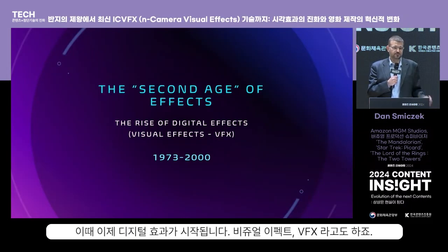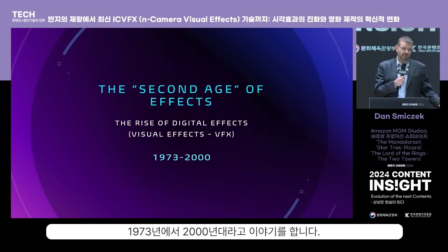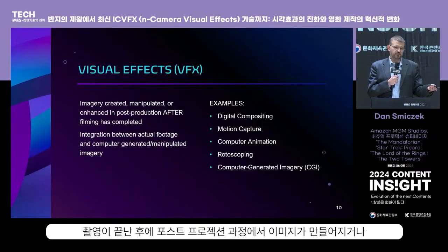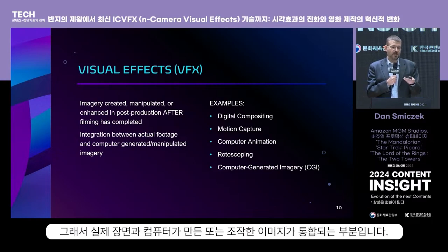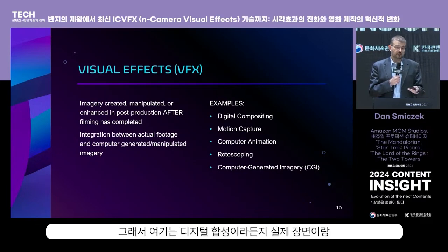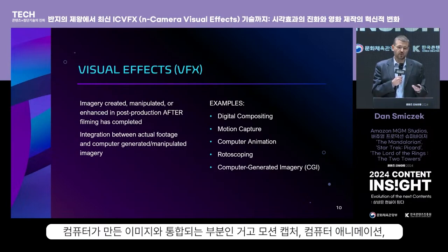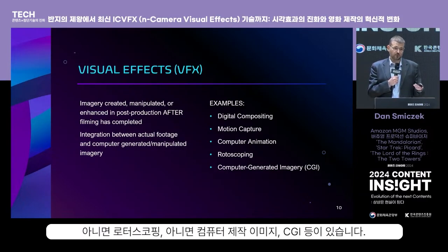And that's the rise of digital effects, or as we call it, visual effects, or VFX. I put that into 1973 to 2000. That's when imagery was created, manipulated, or enhanced in post-production, so after filming. So things were done later, usually with computers, integrating actual footage and computer-generated manipulated imagery. That's visual effects. Examples, just to name a few: digital compositing, combining, like I mentioned, the real footage and computer-generated, motion capture, computer animation, rotoscoping, how to cut somebody out of an image so you can add things behind them, and the more generic computer-generated imagery, CGI.